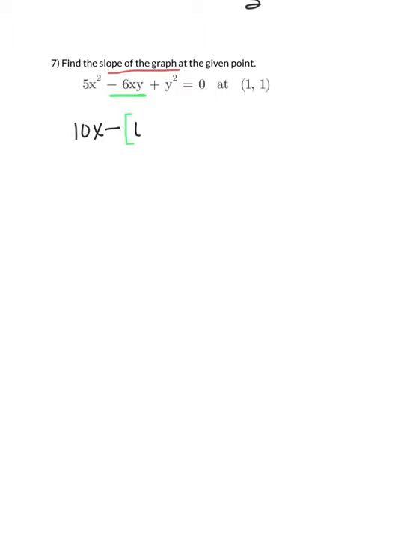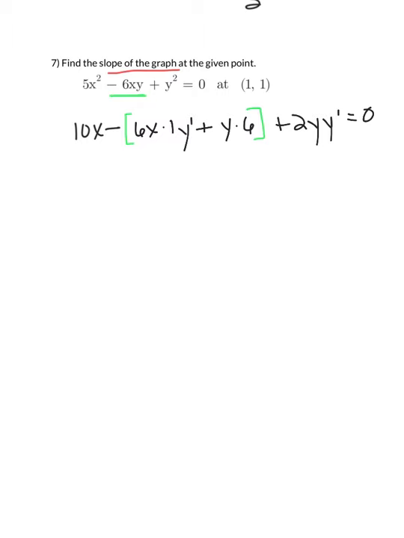The first is 6x times the derivative of the second, which is 1, but it was a y, so y prime, plus the second y times the derivative of the first, which will be 6. So that ends the product rule for the second term. Moving on, the derivative of y squared will be plus 2y, and that was a y, so we have to write y prime equals 0.